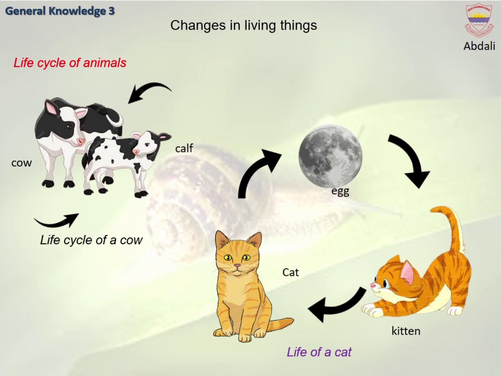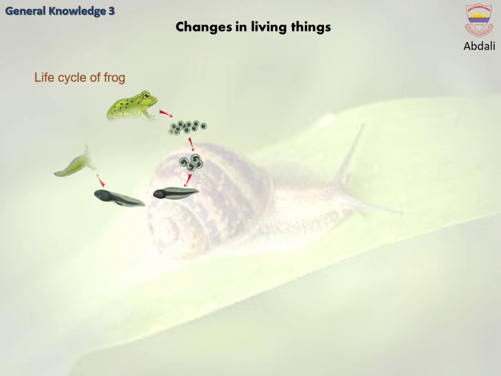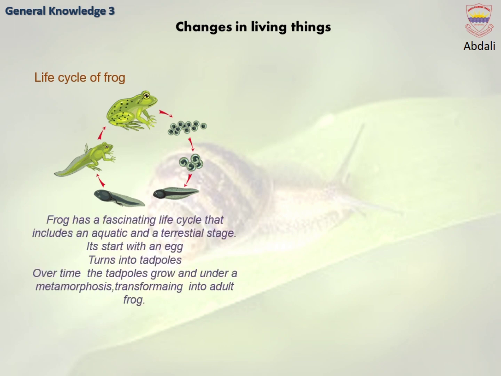Life cycle of a cat. Cats go through a similar life cycle. They are born as tiny kittens and depend on their mother for milk. As the kittens grow, they learn to walk, play, and explore their surroundings. With proper care and nourishment, they become adult cats, ready to lead independent lives.